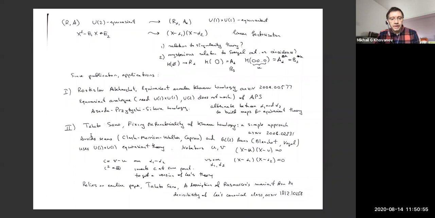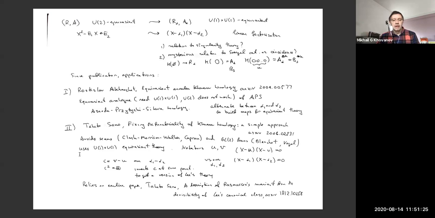And then there was another paper that I learned about. It's also very recent, by Taketa Sano, on fixing functoriality. And as you know, the usual Khovanov homology has this problem with the overall minus sign in the cobordisms. It's been fixed by Clark, Morrison, and Walker using seam lines and decorations, and by Caprau using gl2 foams, Christian Blanchet, and also later work of Pierre Vogel.